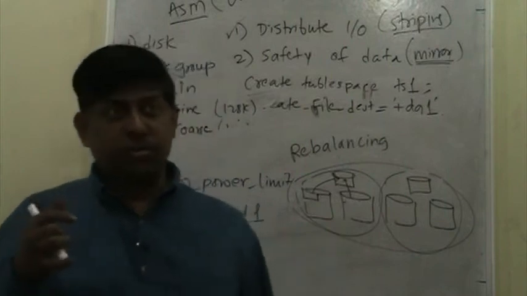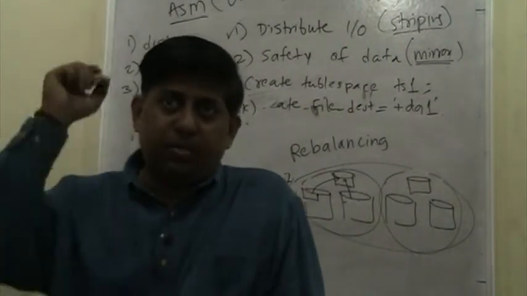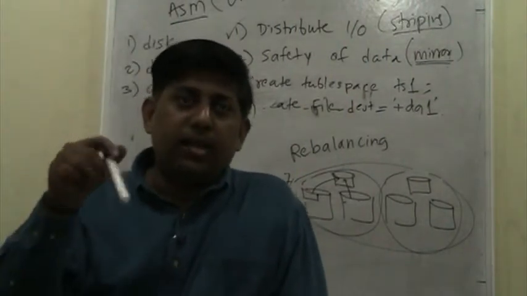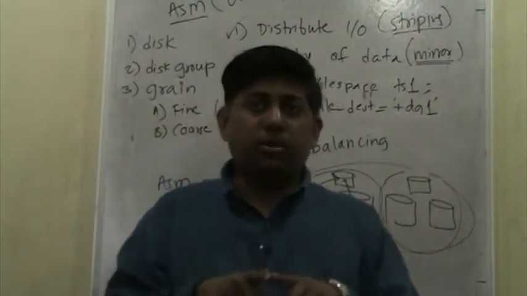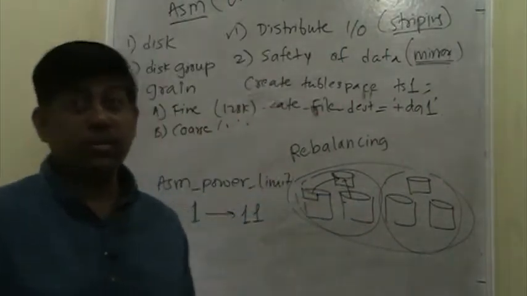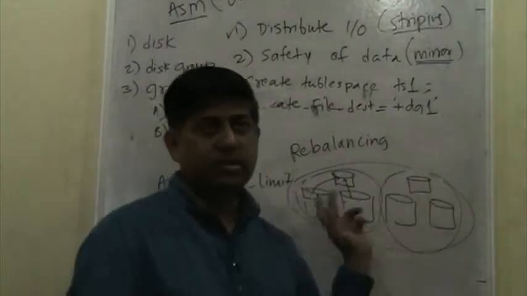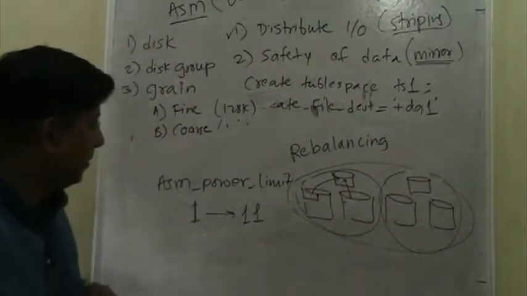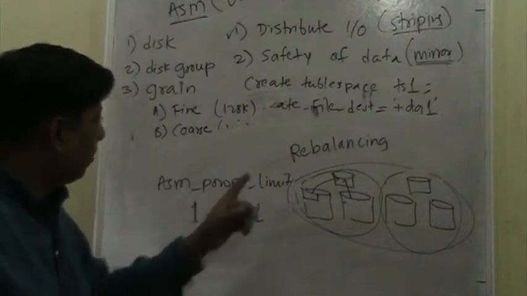While writing also, DBWR will write to one, and then internally the ASM process will make sure that it writes to the other one. So the speed will not suffer; otherwise DBWR has to write at 2 places. So that is what the rebalancing is.